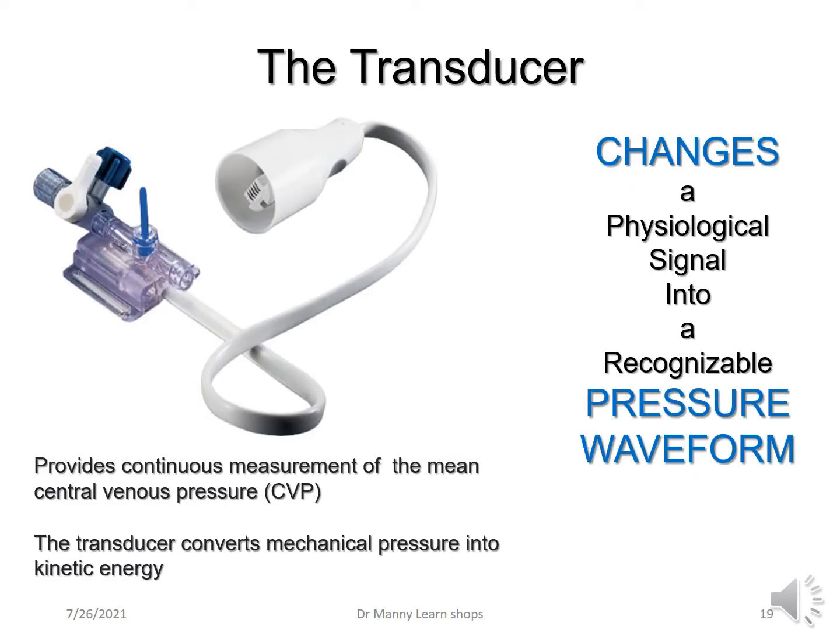The transducer. Well, we've mentioned this previously as well. The transducer changes a physiological signal into a recognisable pressure waveform. Therefore, it provides continuous measurement of the mean central venous pressure, and it's the transducer that converts mechanical pressure into a kinetic energy that can be viewed.